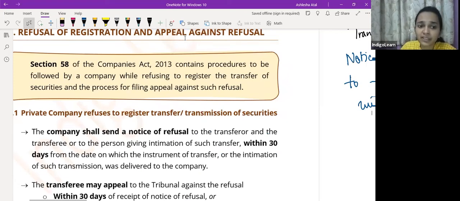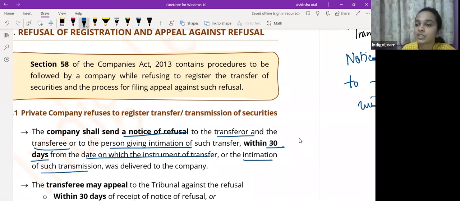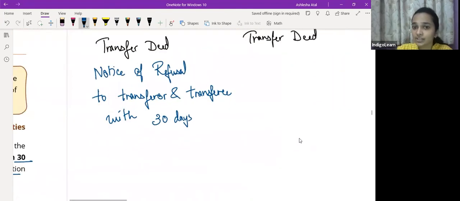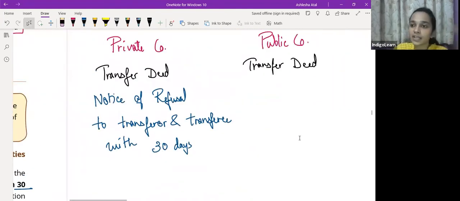So private company के केस में the company shall send a notice of refusal to the transferor and the transferee or to person who is giving intimation. This is in case of transmission within 30 days from the date on which instrument of transfer or the intimation of such transmission was delivered to the company. So if the company is refusing to register the transfer, company को inform करना पड़ेगा मुझे भी और transferee को भी कि I am not registering this transfer.